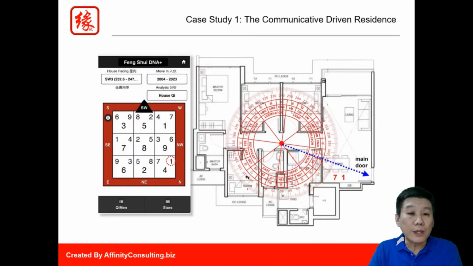Let's zoom in further to its floor plan. Based on the Shen Kong Flying Star principle, this southwest facing home with the main door open in the north sector is particularly advantageous if the residents work or own a business relating to sales, marketing, media communication, or public relations fields.